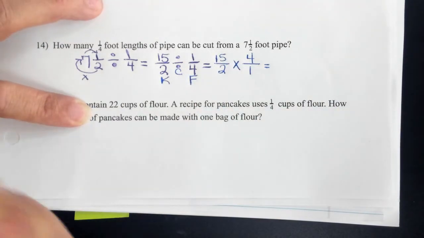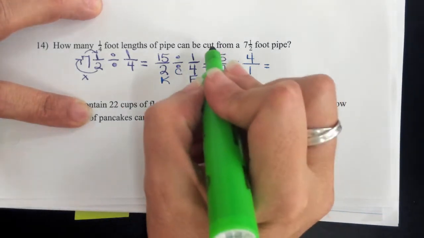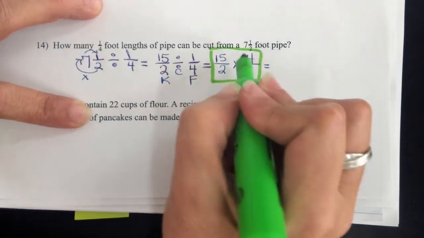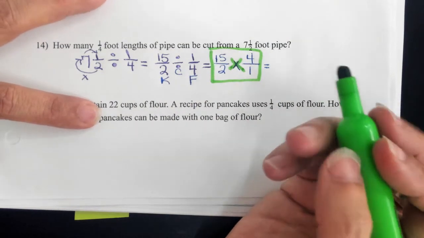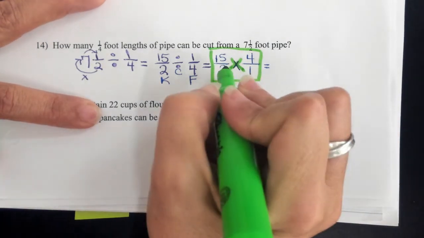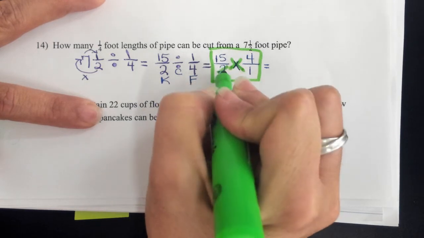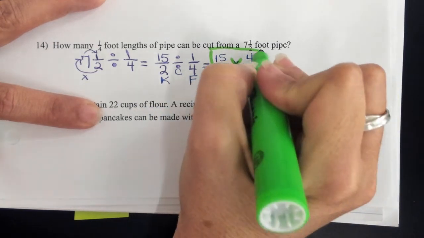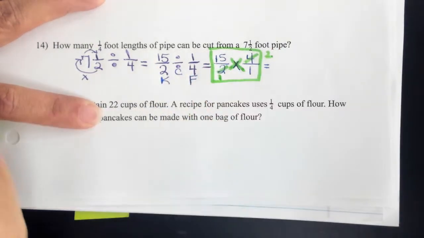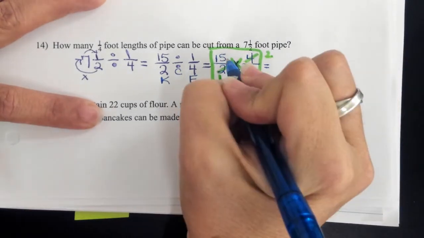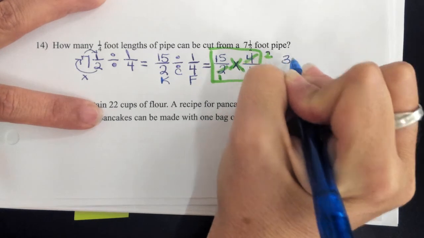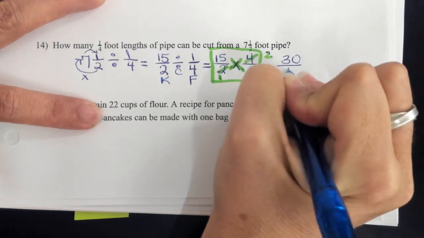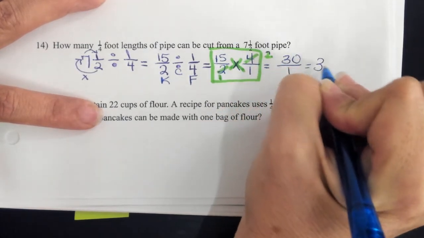Okay, I am now in the magic box right here, where there is multiplying, and I can do cross simplifying. Does anything simplify? 4 and 2. 2 goes into 2 once. 2 into 4, 2. Okay, so 2 times 15 is 30. And 1 times 1 is 1, so 30.